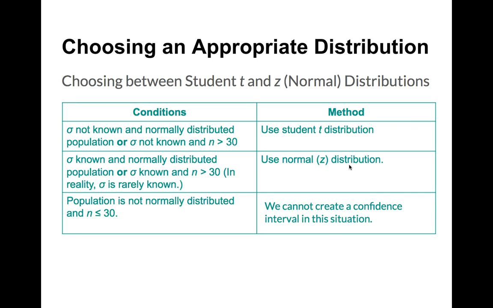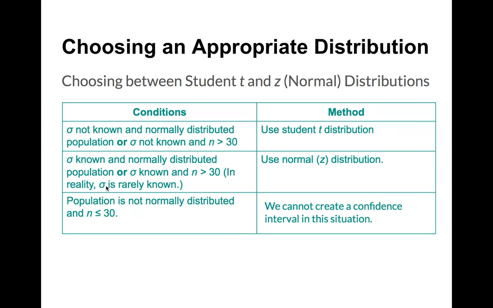Now, in reality, in practice, in the real world, it's not very often that we know what sigma is. But for this class, if I tell it to you, you have it. So make sure you're very cautious and aware of: am I looking at the standard deviation of the sample, or am I looking at the standard deviation of the population? Which one do I have?